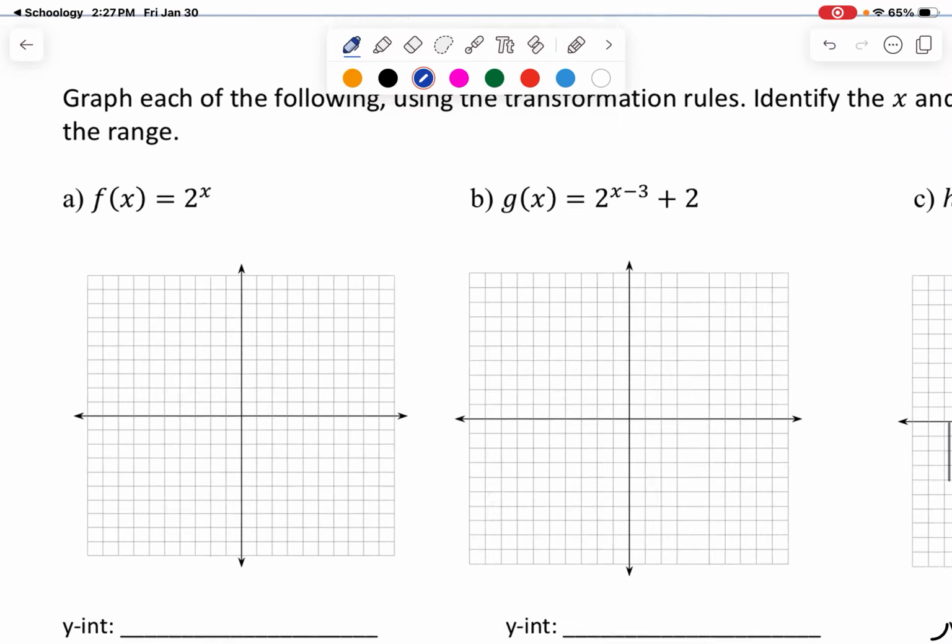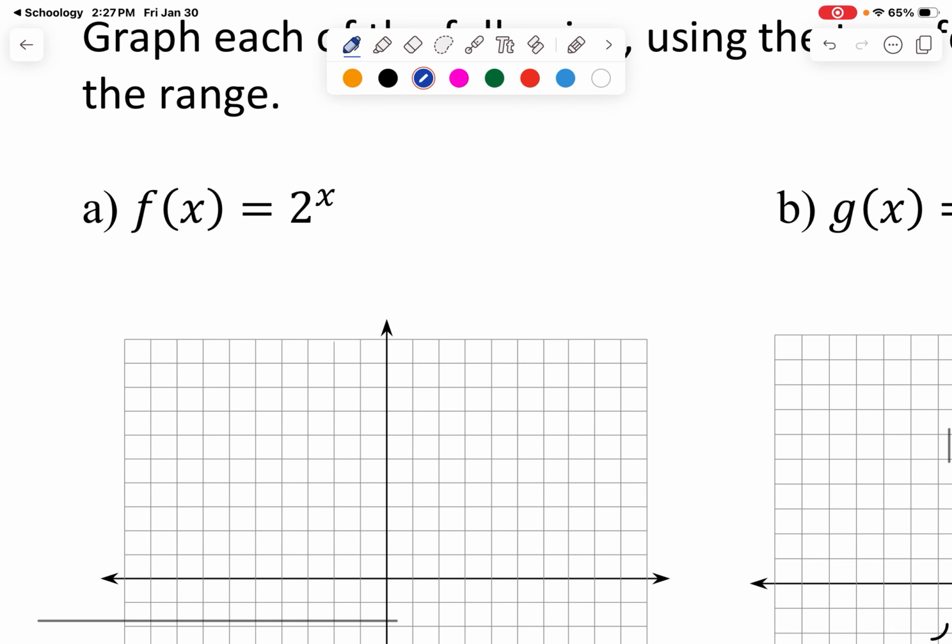Okay. All right, so here is an example of a parent function, a parent exponential function. f of x equals 2 to the x. It could be any number to the x. It could be a half to the x, 5 to the x. It could be 3 times 6 to the x, right? Whatever your base is on your exponential function, that's the parent, okay?